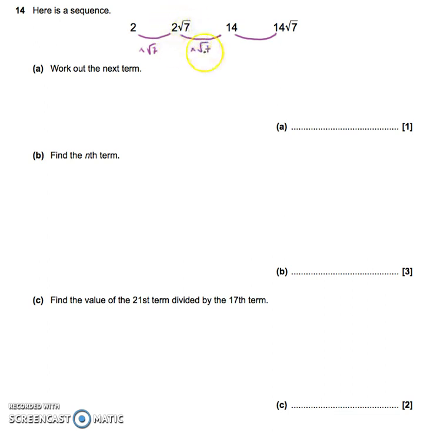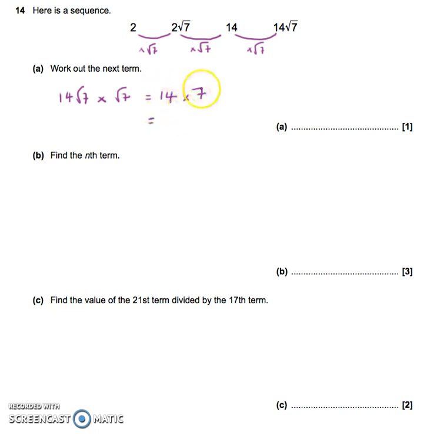So you've got 2 root 7 multiplied by root 7. Well, root 7 times root 7 is 7, and 2 times 7 is 14. So that works. And then you've got exactly the same thing again here. 14 times root 7 is 14 root 7. So all we have to do is take 14 root 7 and multiply it by root 7. So root 7 times root 7 is always 7, and then you're going to get 14 times 7.